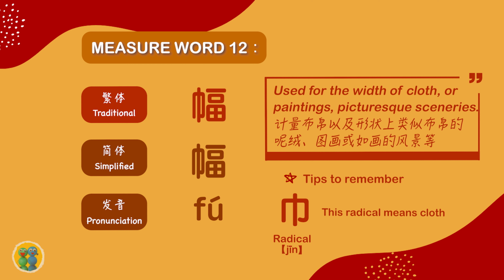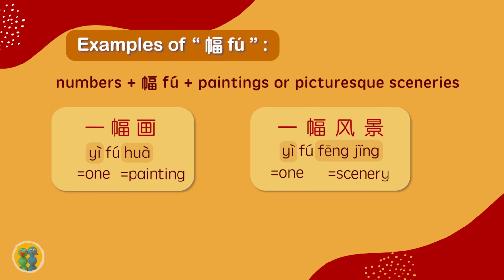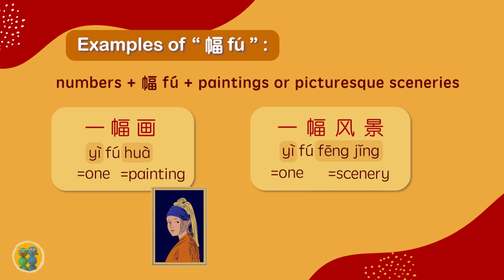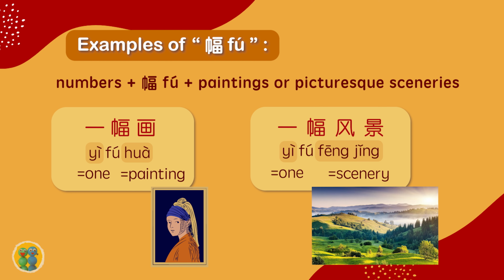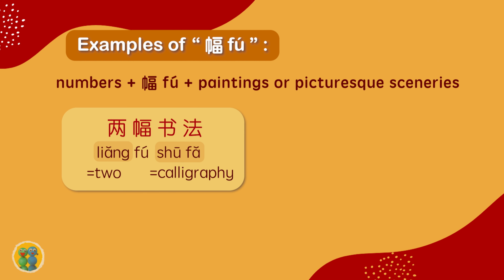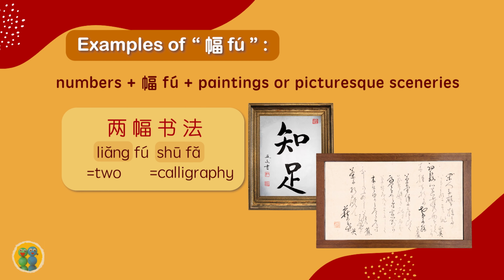It's easier to remember if you make connections between the measure word and its radical. Examples of 幅. 一幅画. It means one. 画 means painting. 一幅风景. It means one. 风景 means scenery. 两幅书法. 两 means two. 书法 means calligraphy.